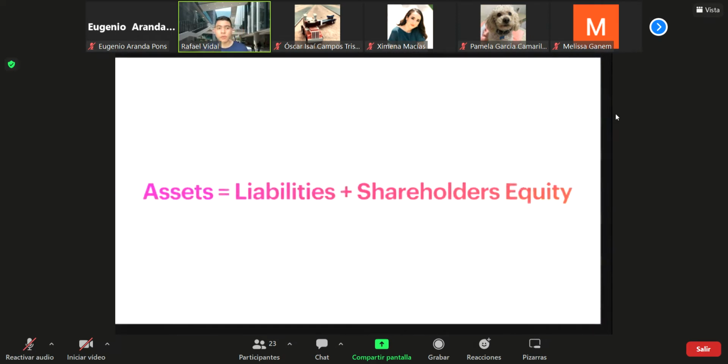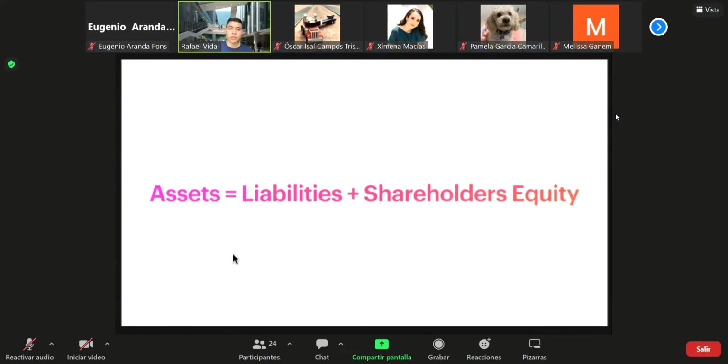So this is the formula I mentioned before. This is how the three different parts of the balance sheet are related to each other. Assets, that means everything you own. It can be liquid money, or warehouses, your offices. Everything that you own belongs to assets as a company.